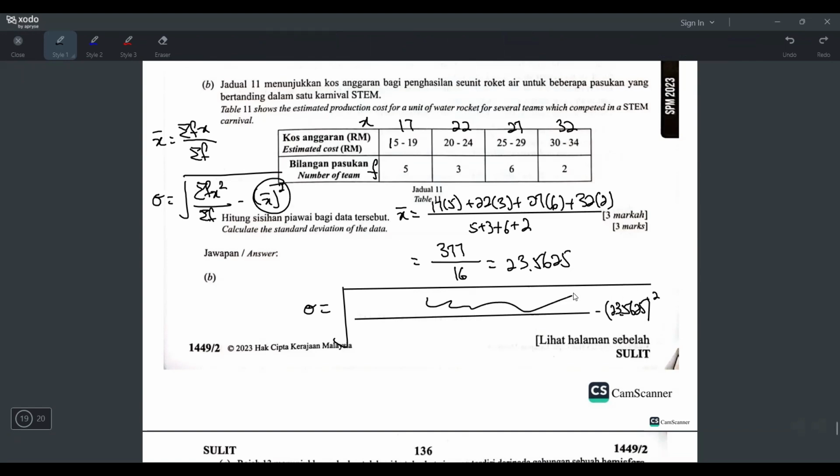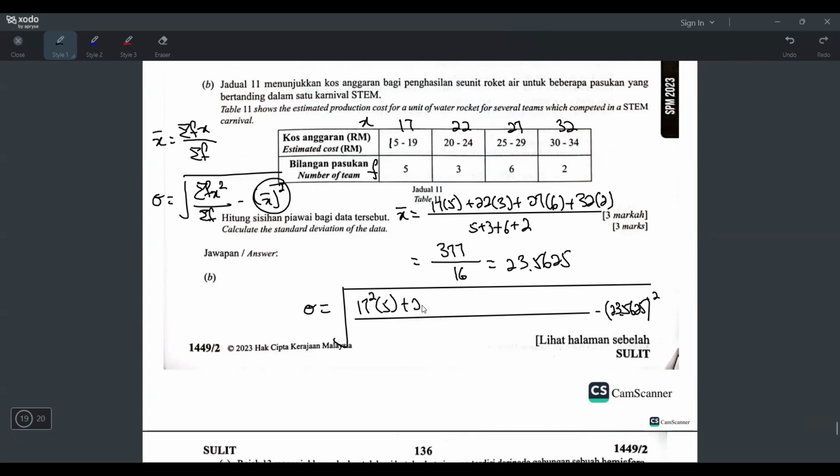Okay, yang atas ini kena tulis apa? This one have to write sum of fx square. And I told you already, x is the midpoint because this is the group data. That's why for group data, you have to use midpoint for the x. So it will be 17 square dulu baru darab dengan frequency 5, right? Yeah, it means because the x kena square. Tapi frequency tak payah square. X saja yang square. Tambah.